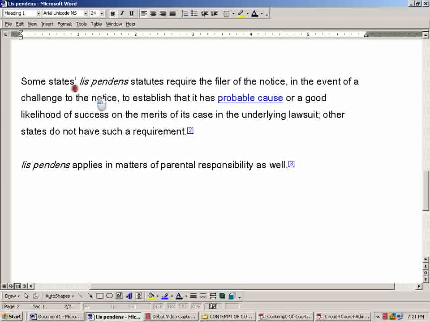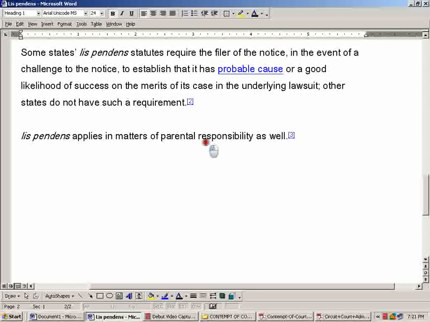Some states' lis pendens statutes require the filer of the notice, in the event of a challenge to the notice, to establish that it has probable cause or good likelihood of success on the merits in the underlying lawsuit, while other states do not have such requirements.